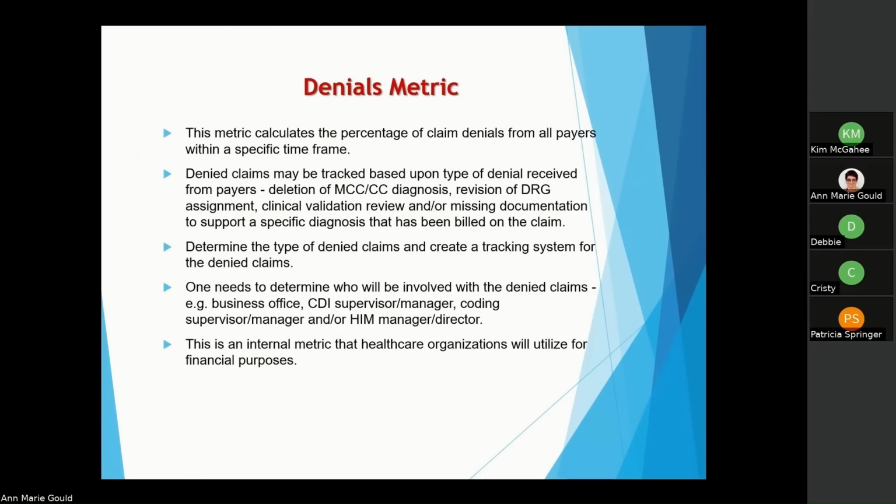Sometimes they may have a designated denial coordinator, who sends out the denied claims to the appropriate department. If it's a medical necessity denial, she'll forward that to the care coordination director. If it's a DRG denial, she'll send it to the HIM director. So there are other departments that are part of the denials metric, and it's not just CDI and HIM.